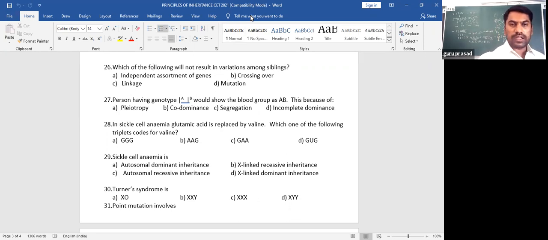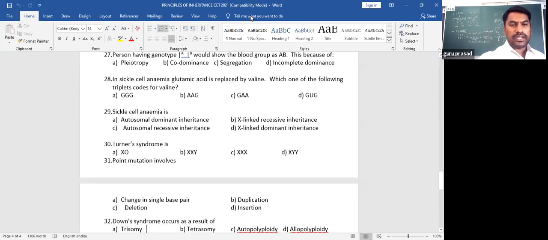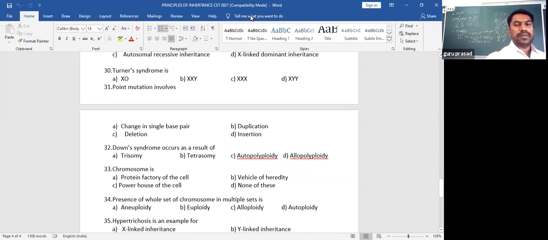Point mutation involves a change in a single base pair, duplication, deletion, insertion. As you know, there are two types of mutation. One is point mutation, another is frame shift mutation. In point mutation, a change in the single base pair occurs. Change in the single base pair is the point mutation definition.